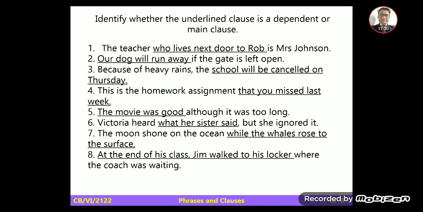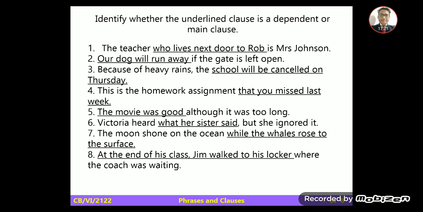Now let's see another one. Number 5. The movie was good, although it was too long. So what do you think about it? Is it dependent or independent? Yes, of course, it is independent. It is not depending on another sentence.